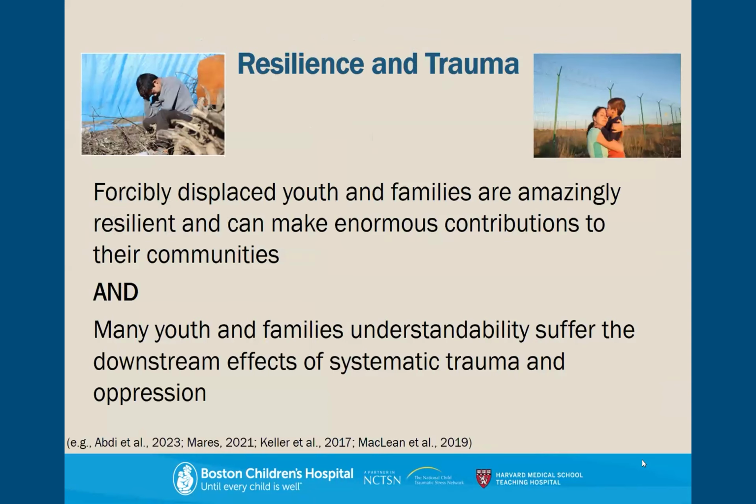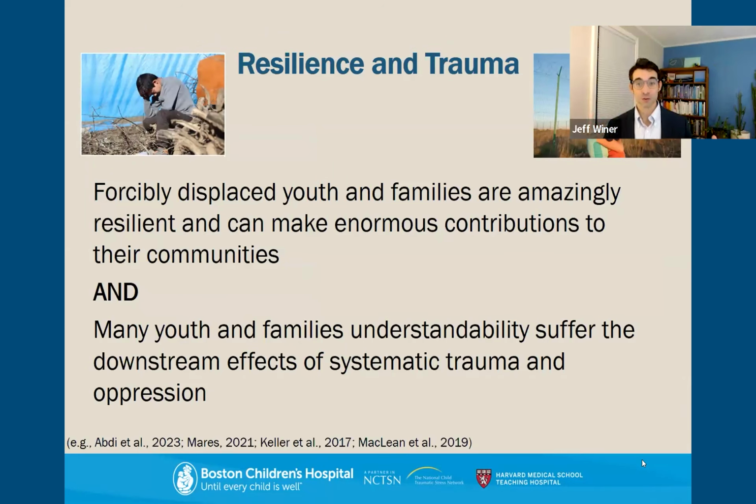As has been stated already today, I'll just reorient this dialectic, these multiple truths: forcibly displaced youth and families, as we all know, if you're opting in for today, are amazingly resilient and can make enormous contributions to their communities. This is part of the fabric and the history of the United States over hundreds of years. And many youth and families understandably suffer the downstream effects of systemic trauma and oppression.